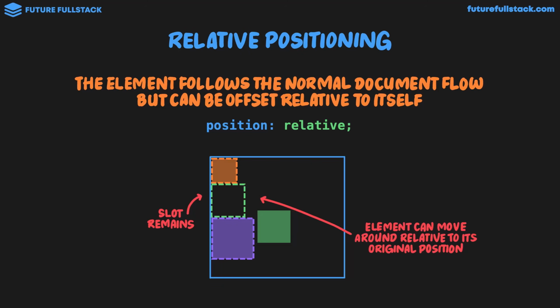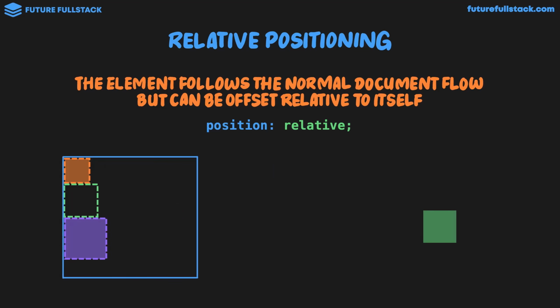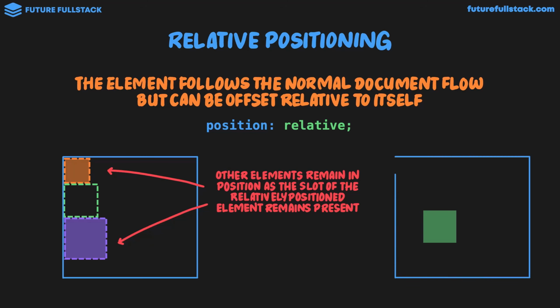So let's get a better visual understanding of what's happening here. It's kind of like there are two layers going on. All the other elements and slots are in one layer, where other elements remain in position as the slot of the relatively positioned element remains present. So in our first layer, because the slot is still there, the orange and purple elements stay in place, now with a gap between them created by the slot of the green element. And the green element is now in its own layer and can move around.